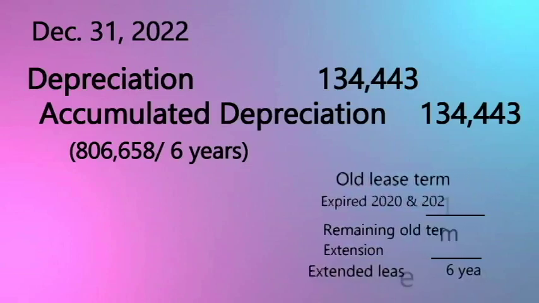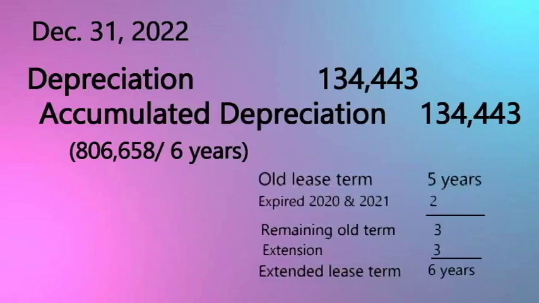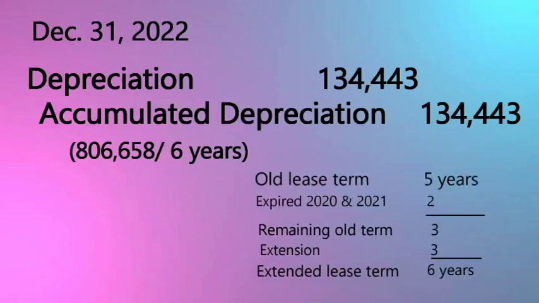So, bakit 6 years? Since meron tayong old lease term na 5 years, at since 2 taon ang na-expired, which is 2020 and 2021, so nabawasan na. So, meron na lang tayo natitirang 3 years. At since nagkaroon tayo ng extension for another 3 years, so 3 plus 3 is equals to 6 years. So, ayun na lang yung remaining years na meron tayo sa lease. So, 806,658 over 6 years is equals to the depreciation of 134,443.